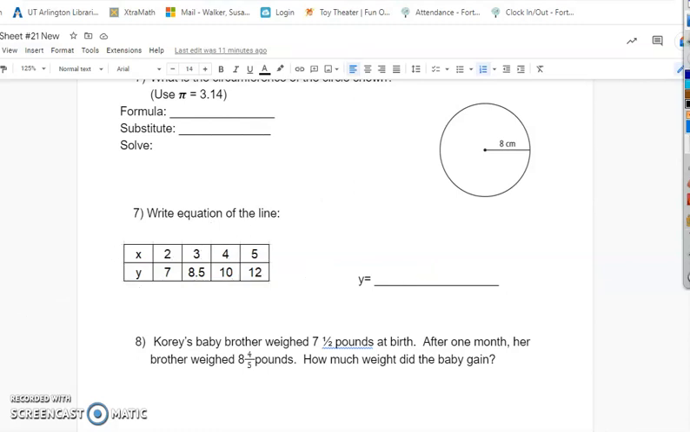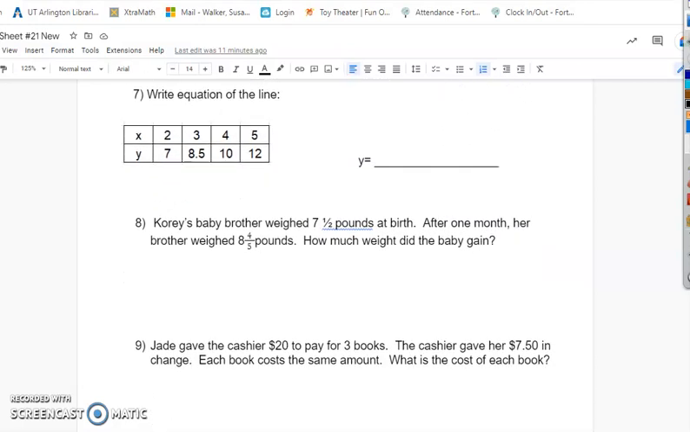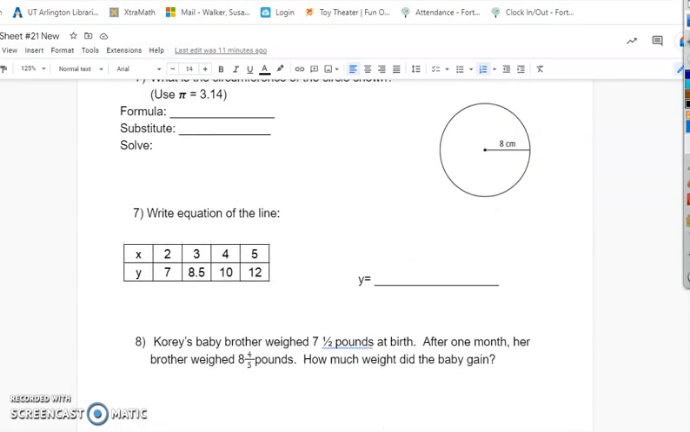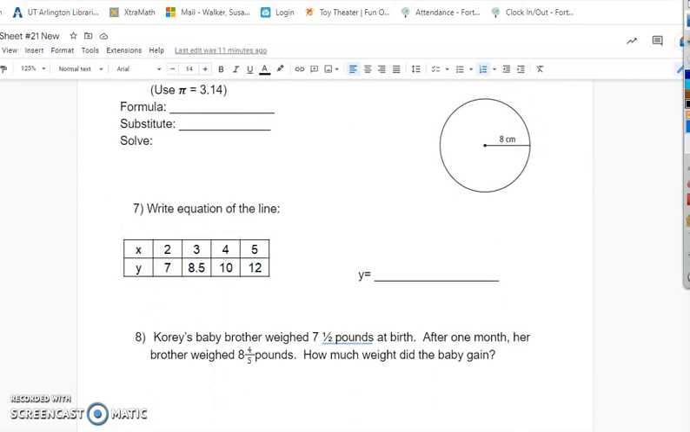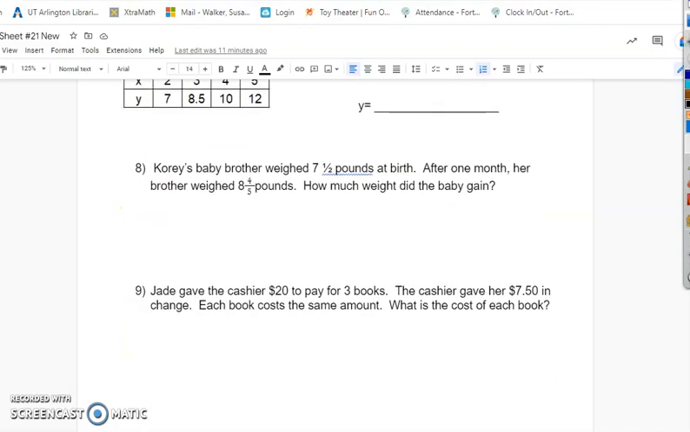Okay, we are doing, nope, it's not the last one. And somehow, I think these got off. Oh yeah, this one's 8, this will be 9 and 10. I'll fix that. Okay. Corey's baby brother weighed 7.5 pounds at birth. After 1 month, her brother weighed 8 4/5 pounds. How much weight did the baby gain? So hopefully you can tell the baby gained about a pound, right? It was 7.5. Now it's 8 4/5.